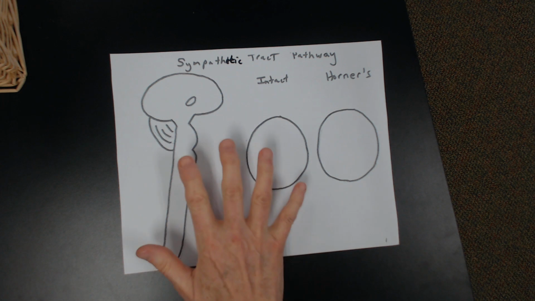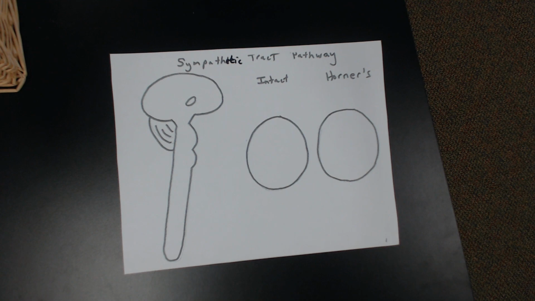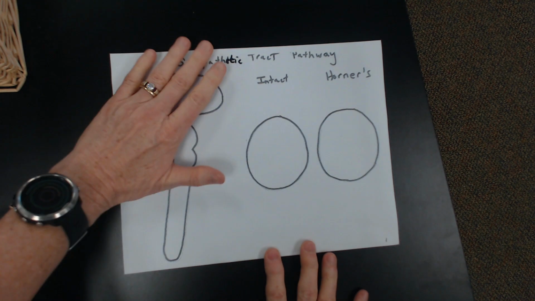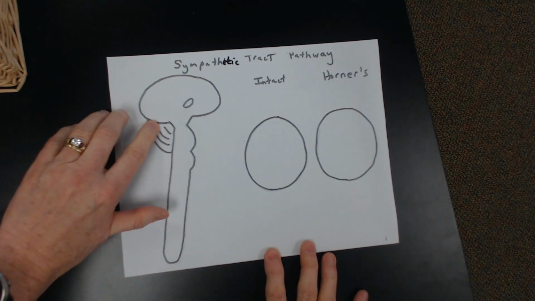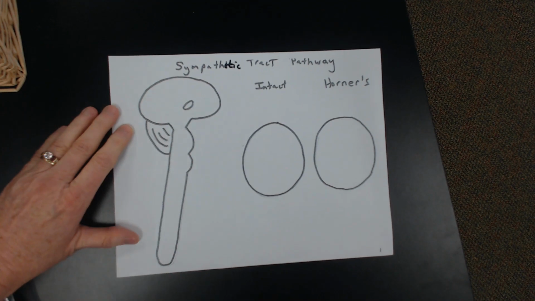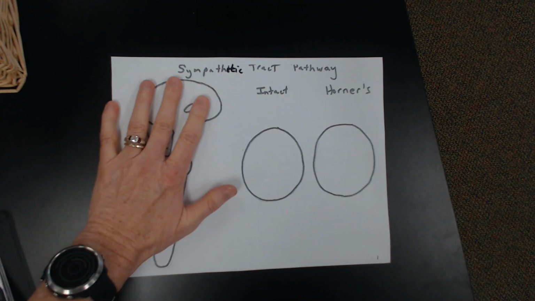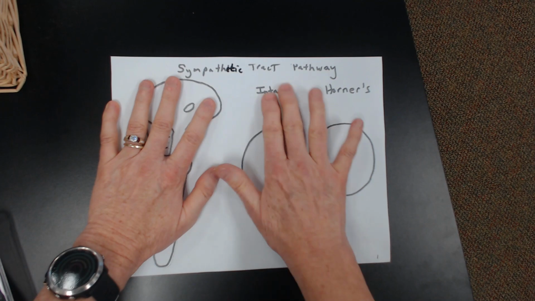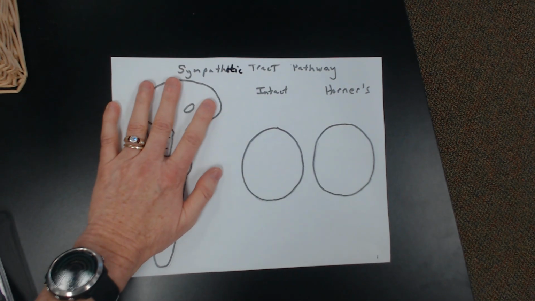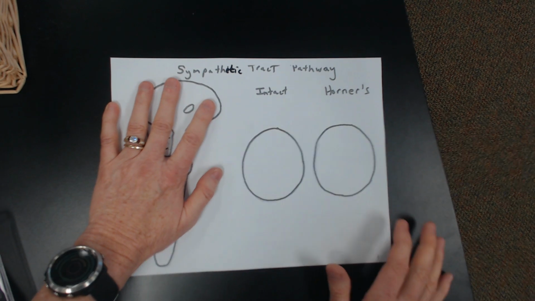Okay, what you see here is a standard sagittal section through the cortical region. There's midbrain, pons, medulla, spinal cord, as well as the cerebellum back here. That's on the left side, and on the right side you have an intact, it's going to be a face eventually, and then there's something known as Horner's syndrome.